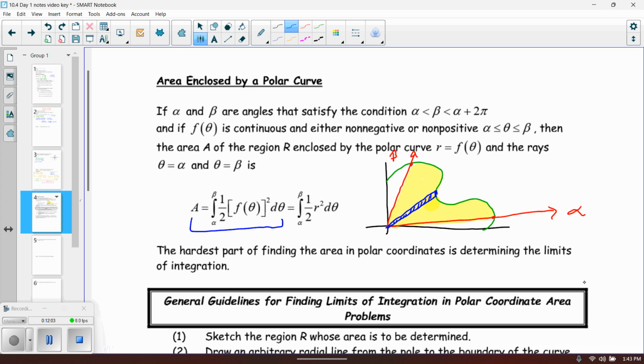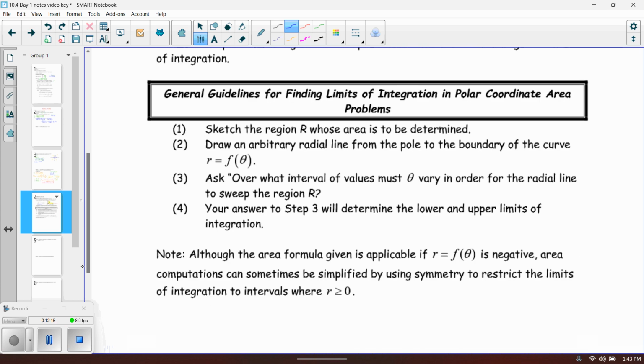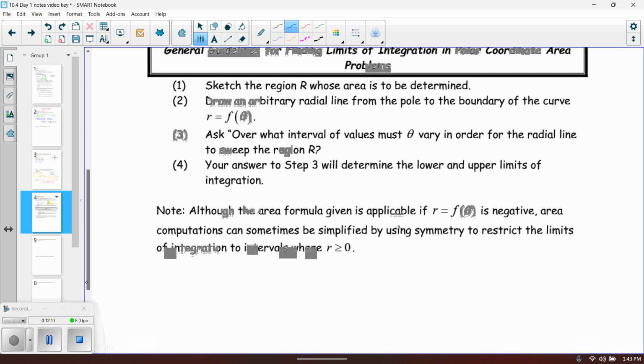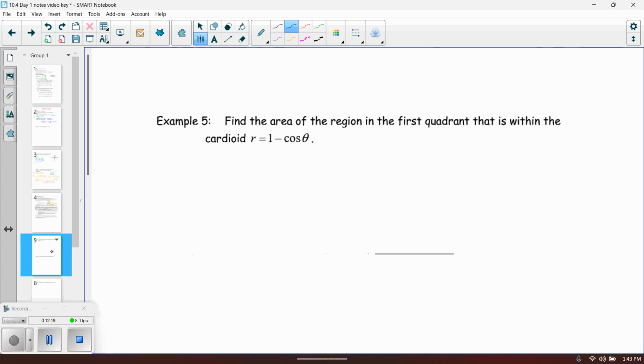When we get to the examples, hopefully we'll be able to show this a little bit better. You can read all the stuff that's here with all the guidelines and things like that, but hopefully that illustration does it, and the formula itself is not very difficult to utilize. So go ahead and read the guidelines and everything like that if you need to. But let's go through example number 5.